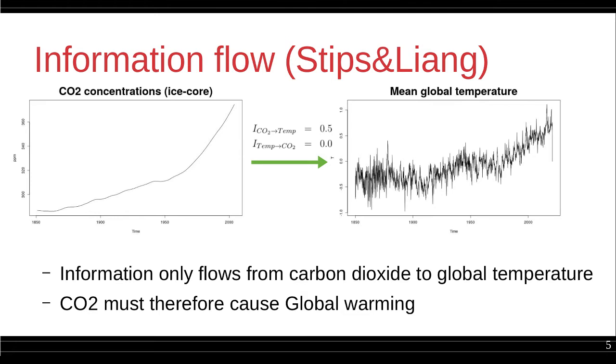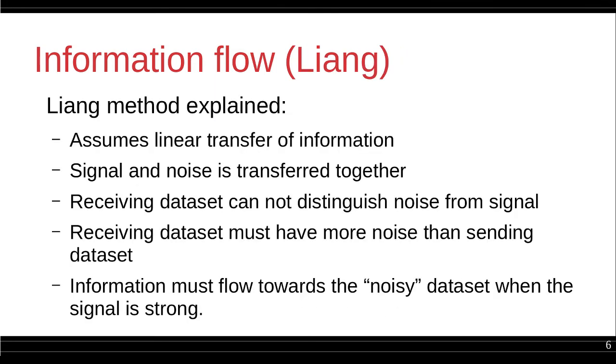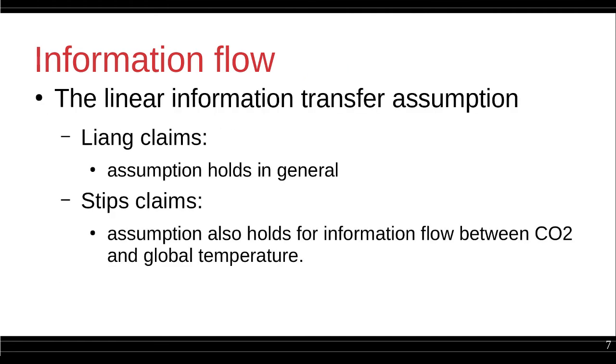The next slide examines the Liang method in more detail, although the mathematics are pushed to the end of this presentation. Next. Liang assumes that the information transfer is linear, which means that the signal and noise is transferred together. The receiving dataset cannot distinguish noise from signal, so the receiving dataset must have more noise than the sending dataset. Information must therefore flow from the dataset with little noise to the dataset with a lot of noise when the signal is strong.